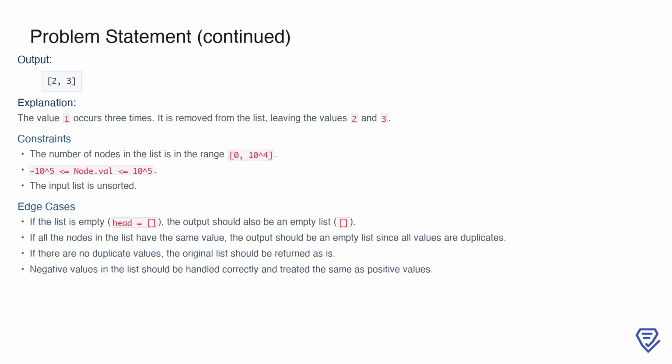For edge cases, if the input list is empty, the output should also be an empty list. Similarly, if all the nodes in the list have the same value, the output would be empty because all values are duplicates. On the other hand, if there are no duplicate values in the list, the original list should be returned unchanged. Lastly, the solution must handle negative values correctly, treating them just like positive values. These constraints and edge cases ensure that the solution is robust and handles all possible inputs effectively.